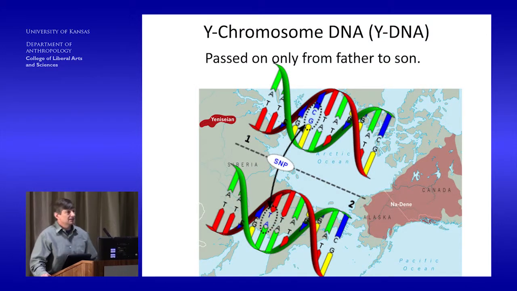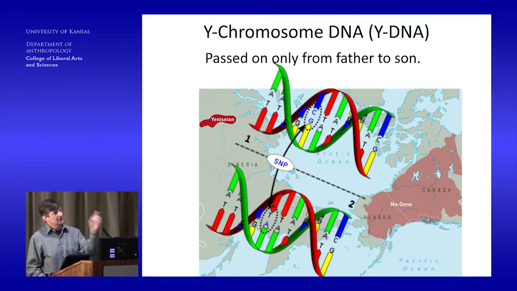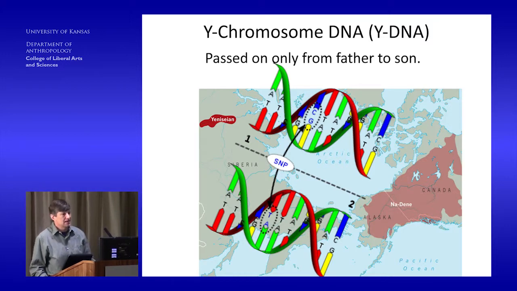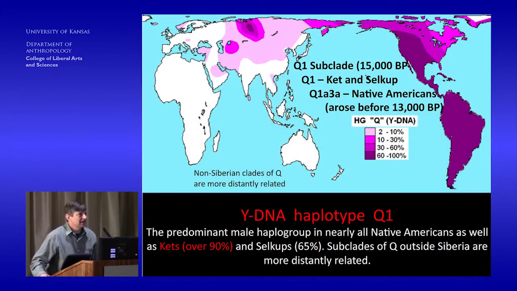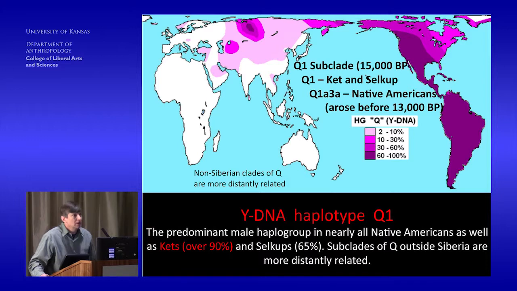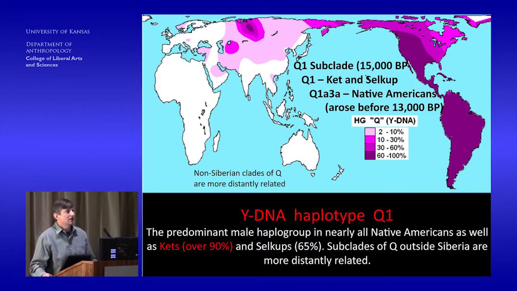Y chromosome DNA is a very important picture to look at in any kind of study across the Bering Strait, passed down only from father to son. Okay? And when we look at the Y DNA of the cat people, we find that the major haplogroup of the cat people is Y DNA haplogroup Q. I believe it is Q1, which is a cousin haplogroup of the one that is predominantly found in Native Americans, all Native Americans in both North America and South America.